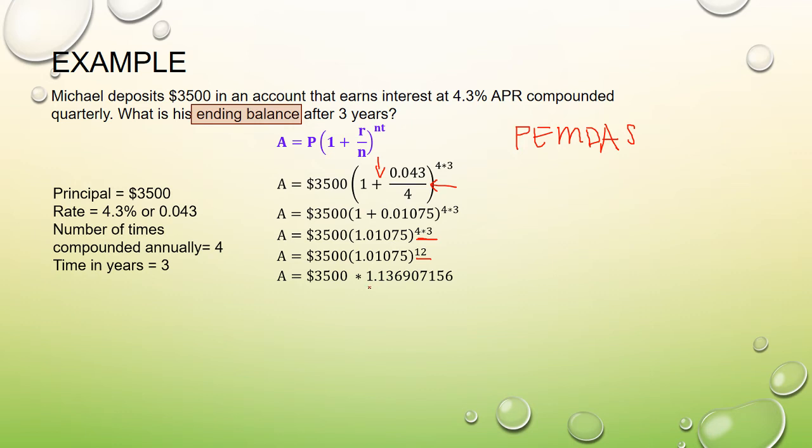You do not have to write as many numbers as I did, but to be safe, at least write 4 or 5 decimal places, because if the question is fill in the blank, you don't want to get it wrong because you're off by 2 pennies or 3 pennies. So now that we have that, we can multiply 3,500 with 1.136907156, giving us $3,979.18. So after 3 years, Michael would have this amount in his savings account.